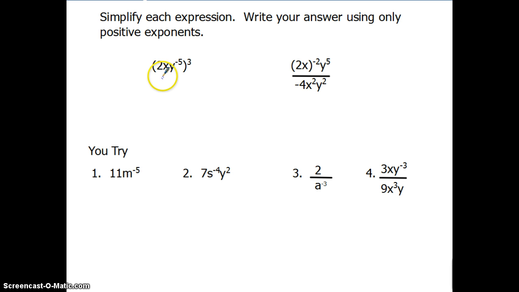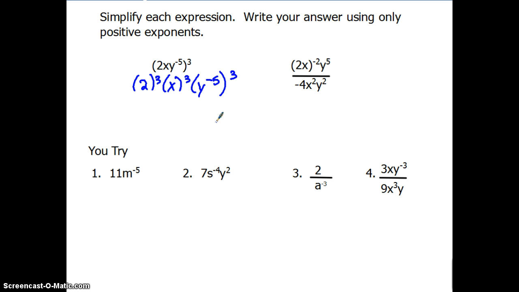Alright, so this first one, 2xy to the negative 5th, all of that is being raised to the 3rd power. So this is a product with actually 3 parts. 2 times x times y to the negative 5th. Every part of that's going to have to get raised to the 3rd power. So I like to write all those in parentheses. All 3 parts of that product. The 2 gets raised to the 3rd power, the x gets raised to the 3rd power, the y to the negative 5th gets raised to the 3rd power.